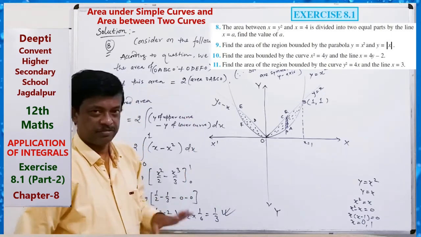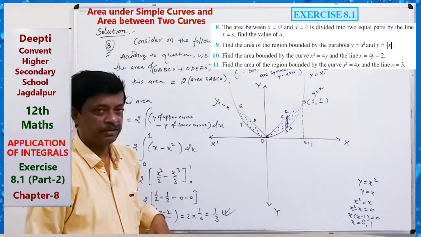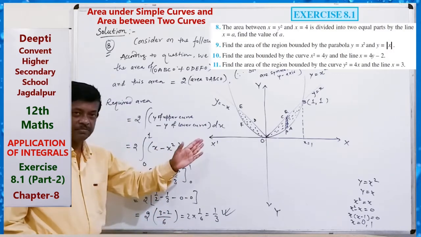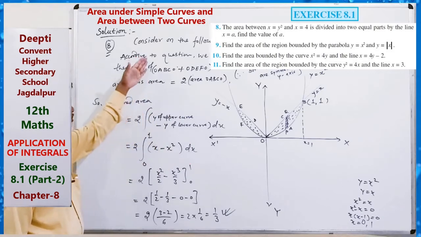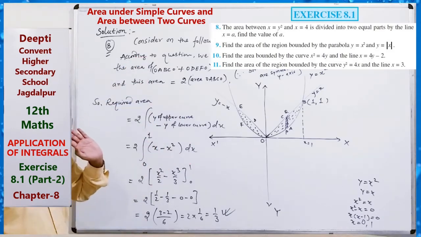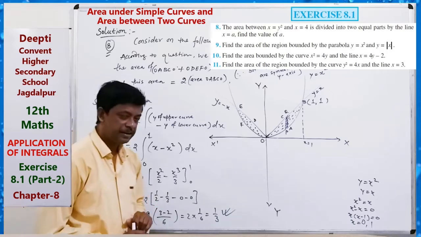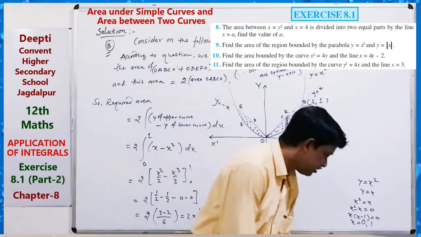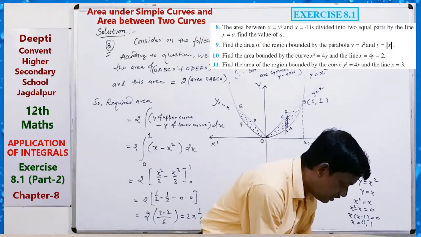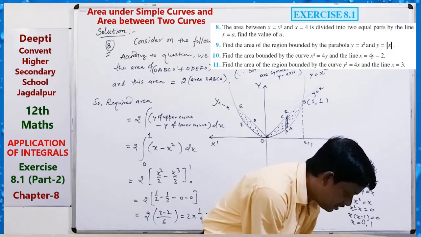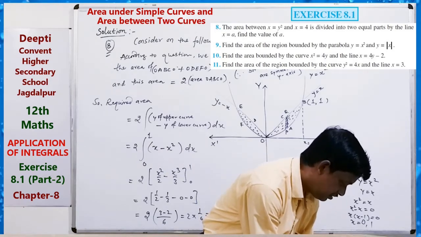So just in this way, you have to draw a diagram first, and then according to questions, we have to find. Clear? So this was the question 9. Answer is what? 1 by 3. Okay.